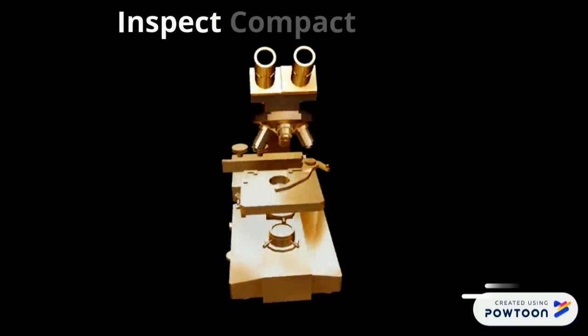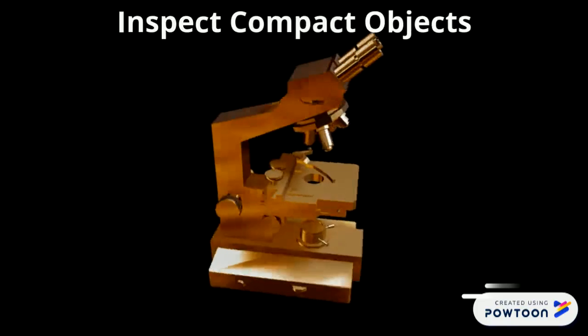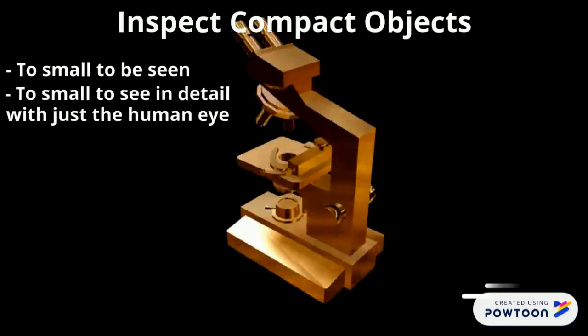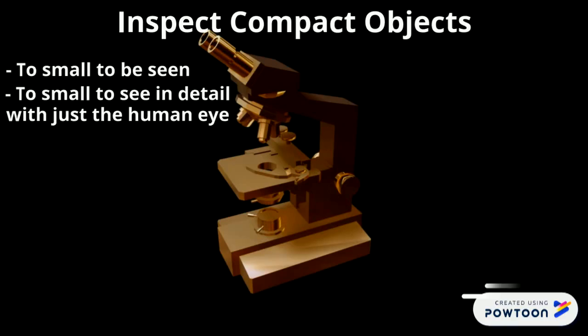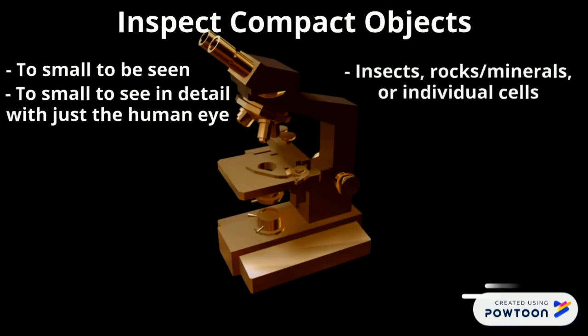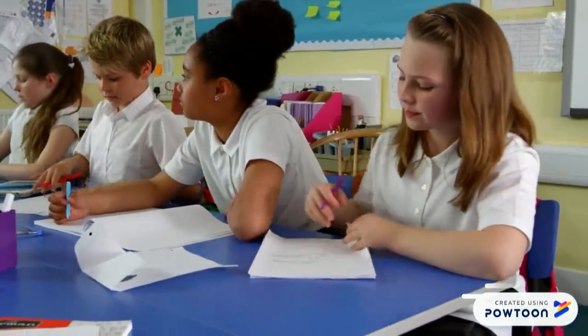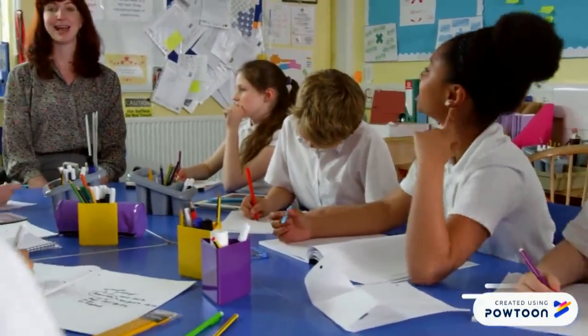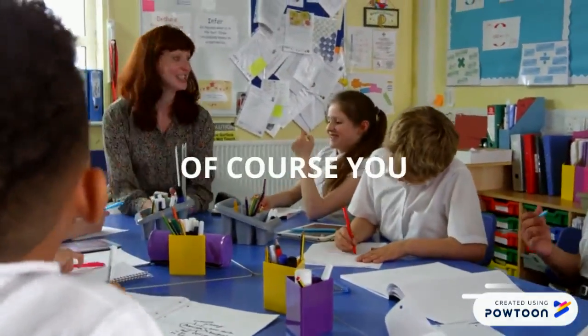Microscopes allow you to inspect compact objects that are too small to be seen, or too small to see in detail with just the human eye. Microscopes are able to magnify whatever object you wish to see, whether it be insects, rocks or minerals, or individual cells. Now you may be thinking, wow, microscopes are great, but do I really need it for my grade 8 students? And the answer to that is, of course you do!